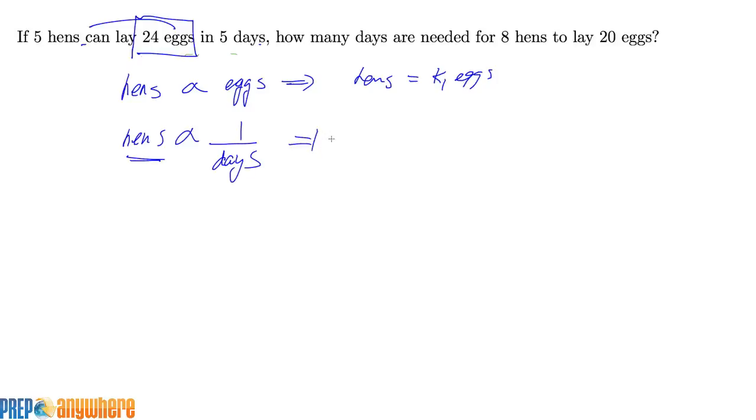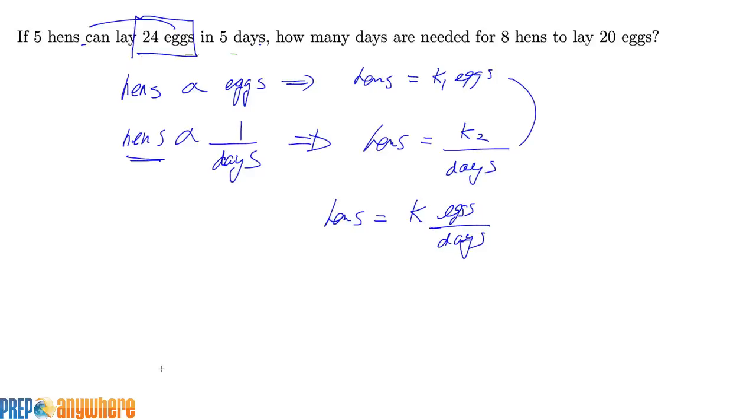Okay. That means hens is equal to another constant over days. So combining these two together, we get hens is equal to some other constant times eggs divided by number of days. Do you see how we can combine these two in this way? And once you have this, your next goal is to find the value of k. Okay, so in my lecture, I actually isolated the k. So k is equal to, if you multiply both sides by days, hens times days divided by number of eggs, right?